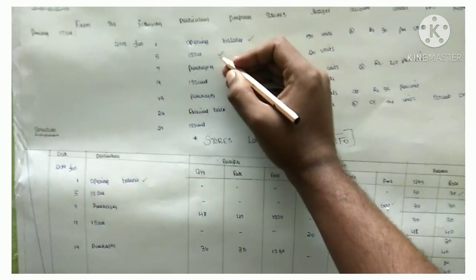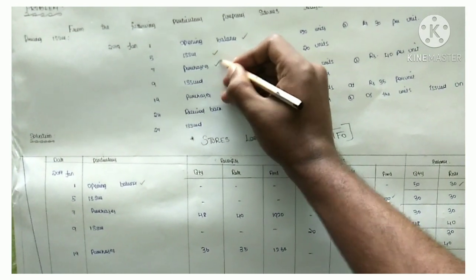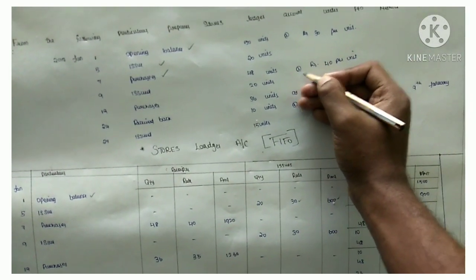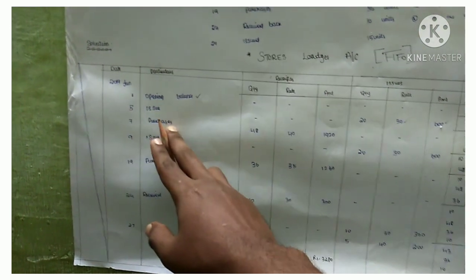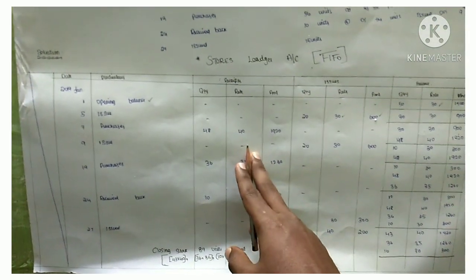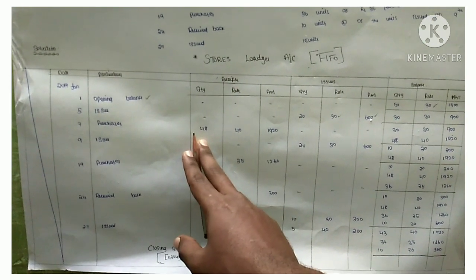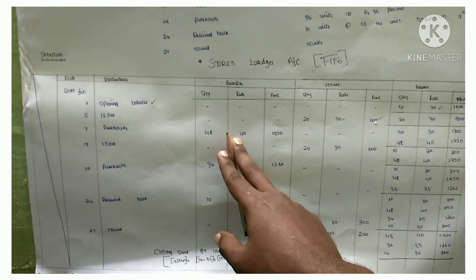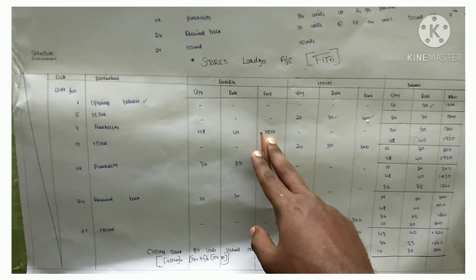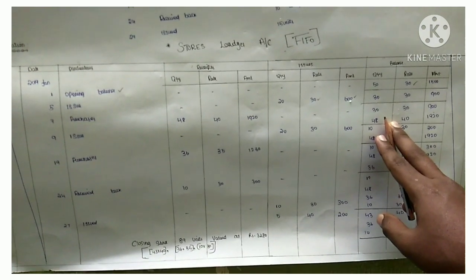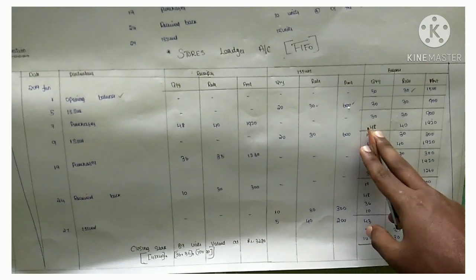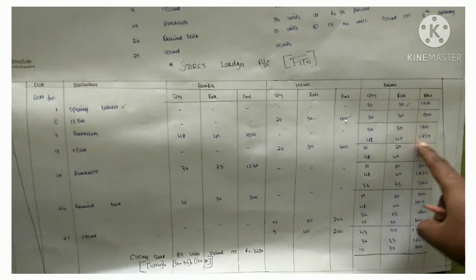Okay, third entry. Jan 7 purchases 48 units at the rate of rupees 40. Make the entry in the particulars column. Jan 7 purchases. In the receipts column, they received 48 units at the rate of 40. Amount is 1920. And they move to the balance column: 48 units at the rate of 40, 1920.